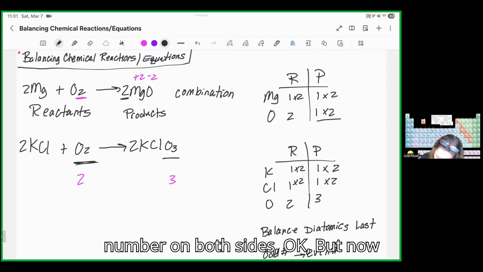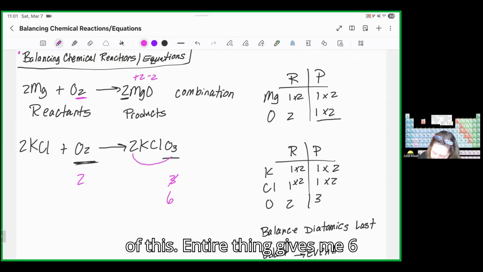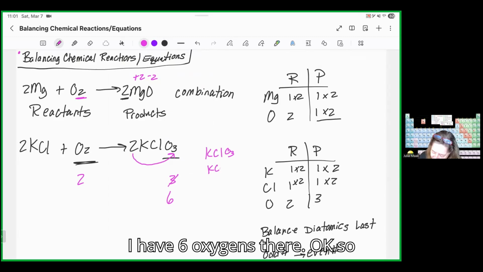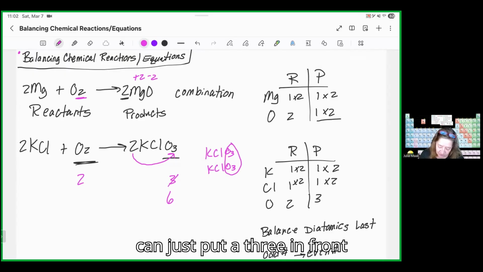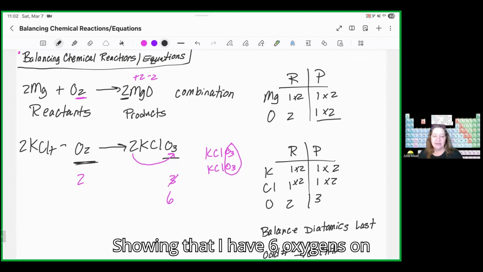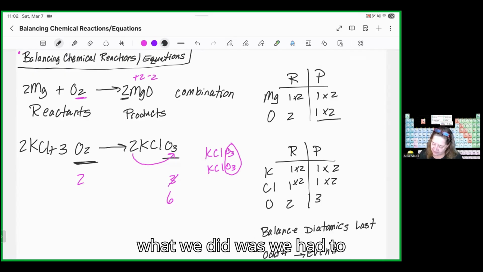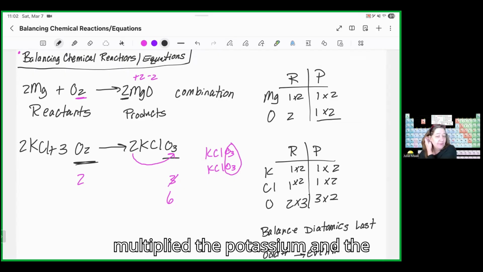But now I have 6 oxygens over here. 2 of this entire thing gives me 6. If I had 2 of these, I have 6 oxygens there. So now I can just put a 3 in front of my O2, showing that I have 6 oxygens on that side now. Basically, we had to multiply that one times 3, and that one got multiplied by 2 when we multiplied the potassium and the chloride.